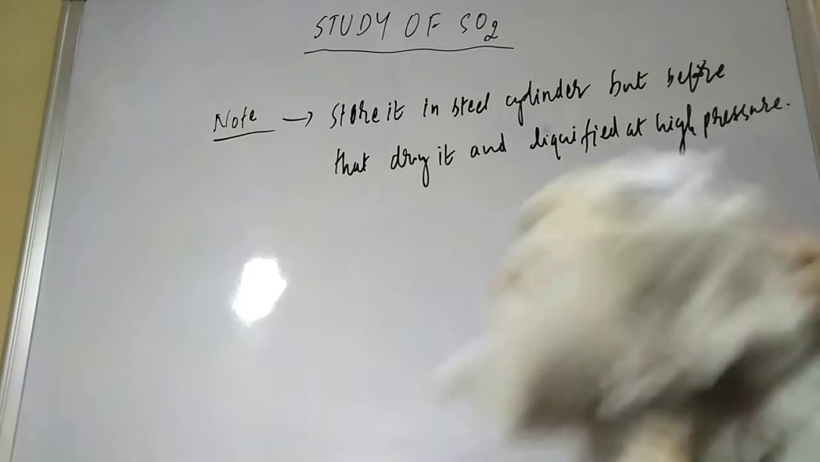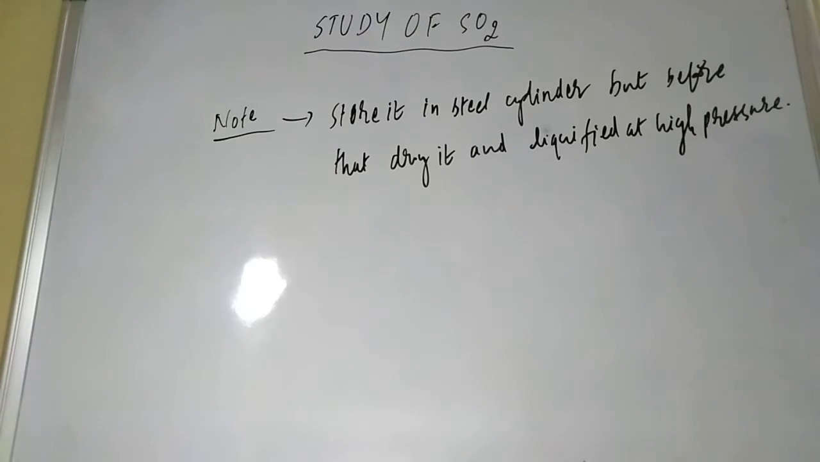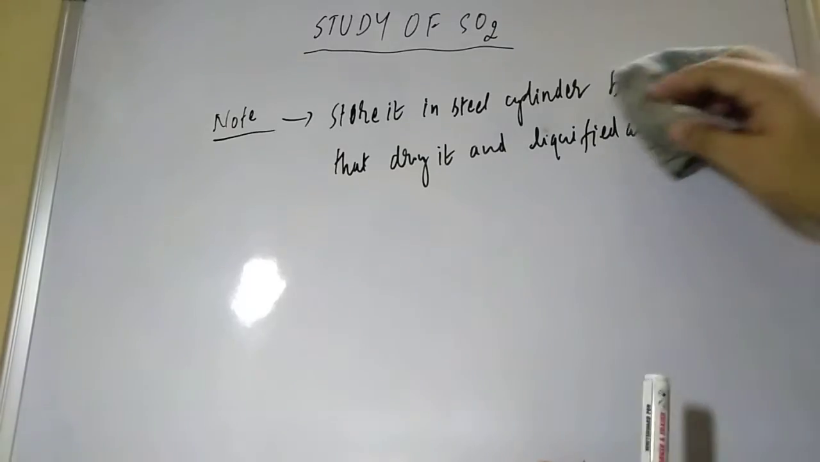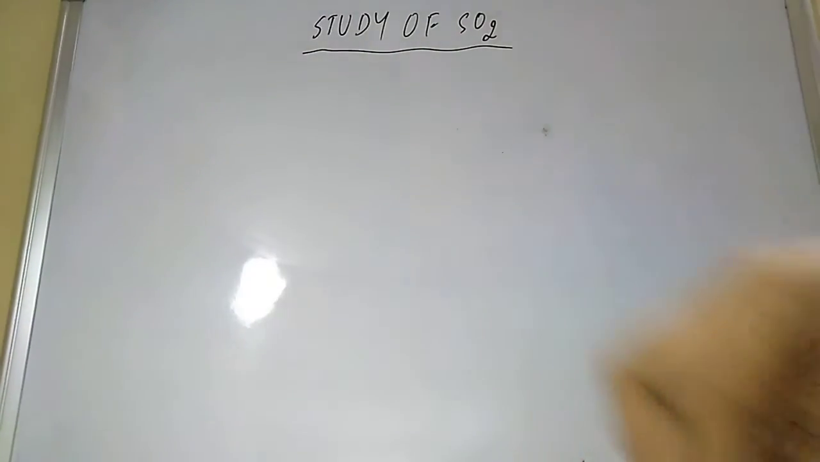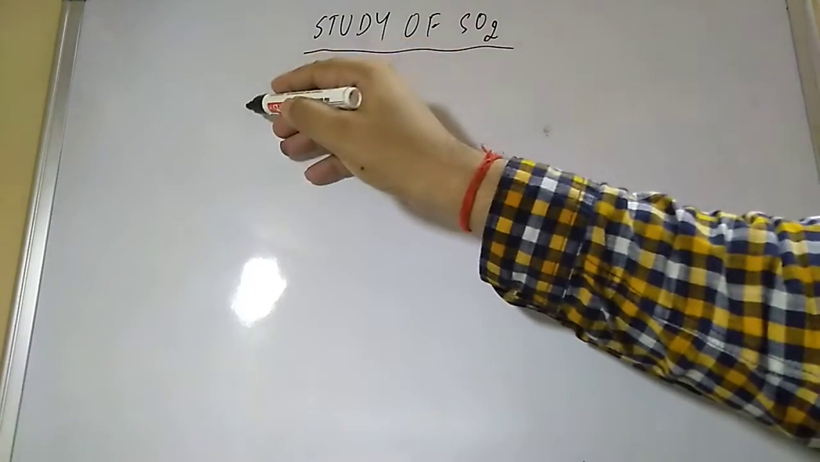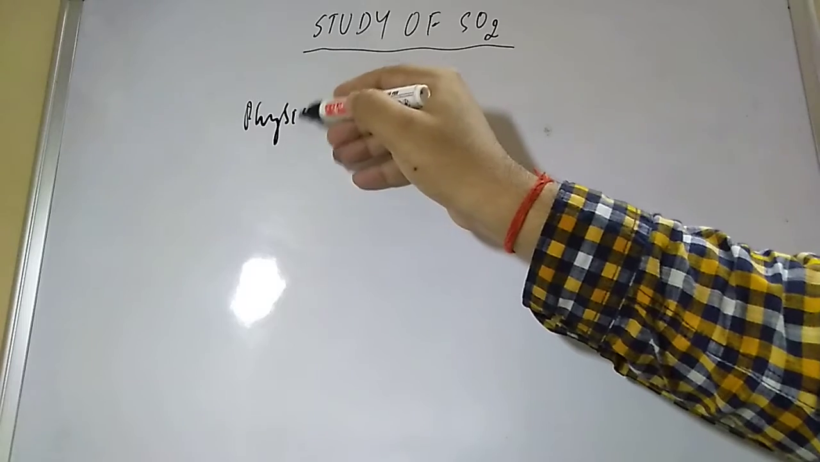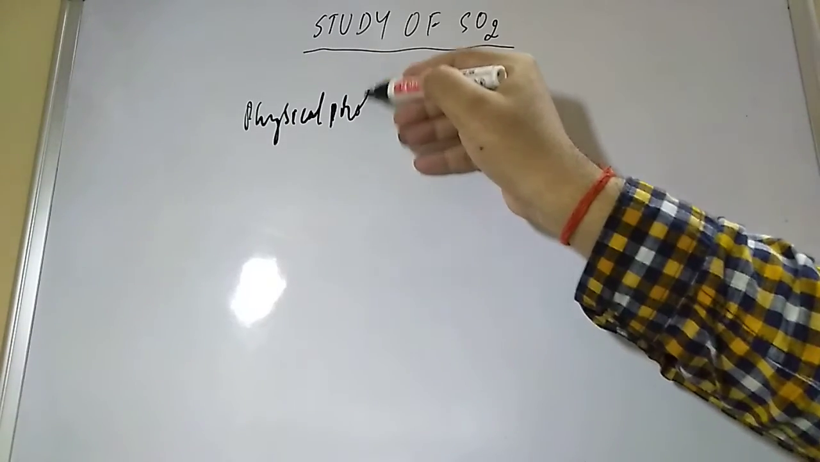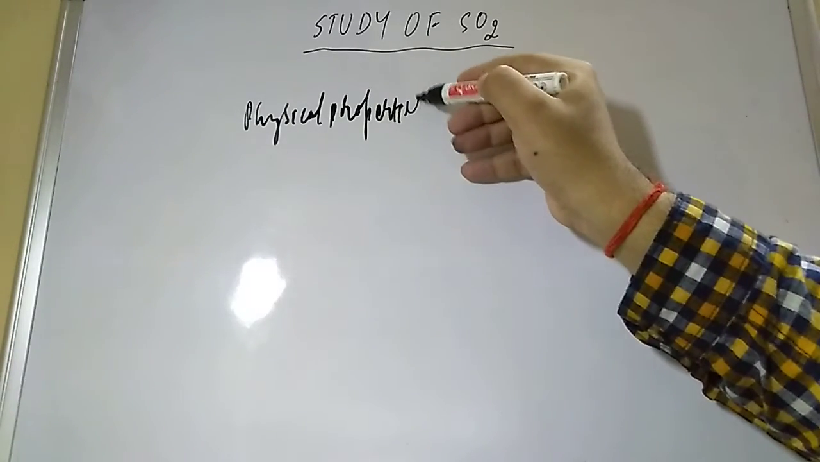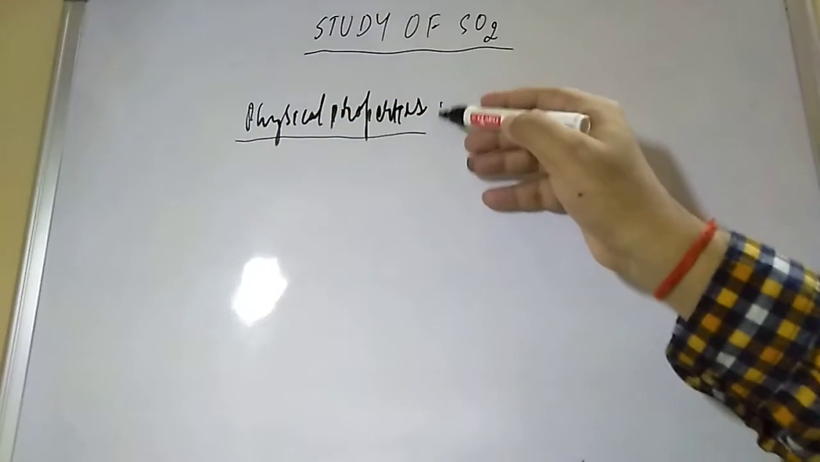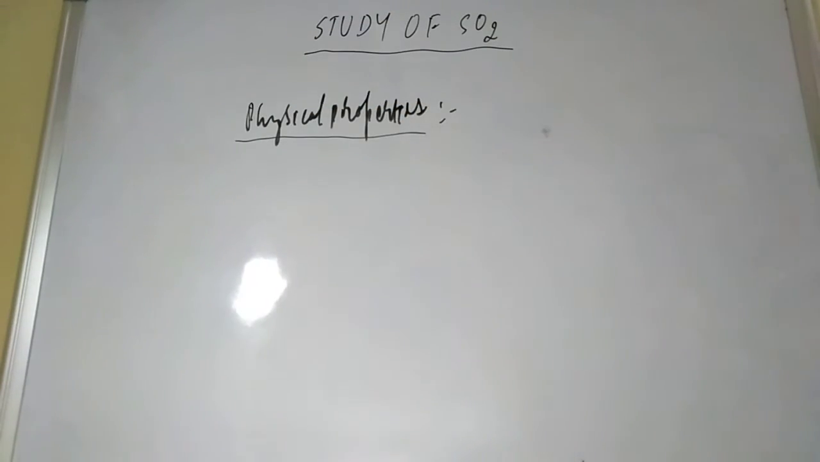Next we have to study the physical properties of sulfur dioxide. Not that many, just one or two physical properties to understand here. What are physical properties? Those that can be reversed and do not give any product. No product is formed in physical properties.